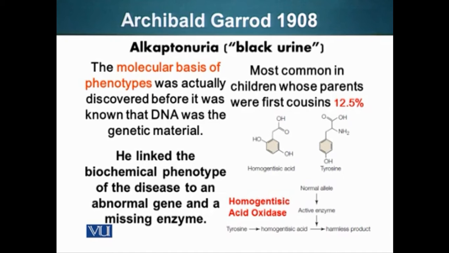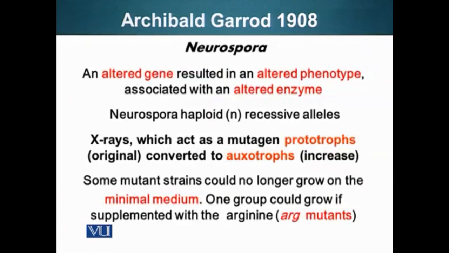So this gentleman was able to conclude, and he was able to link the biochemical phenotype of a disease to an abnormal gene and a missing enzyme, which was missing in the blood samples. Now let's move on a little bit in time. 1940s, the classic experiment of Beadle and Tatum.